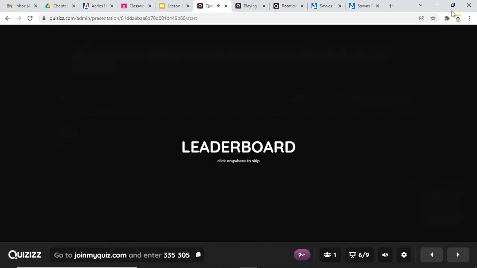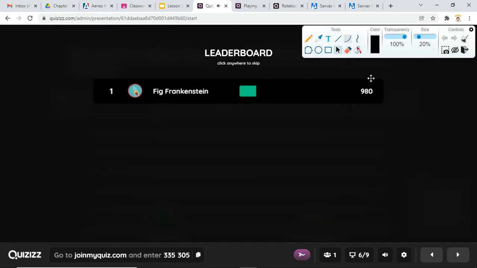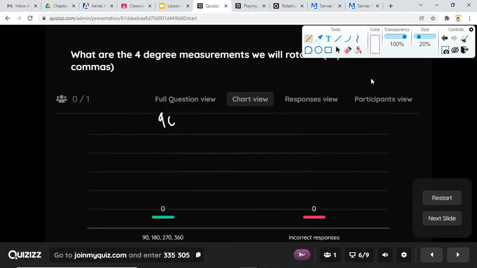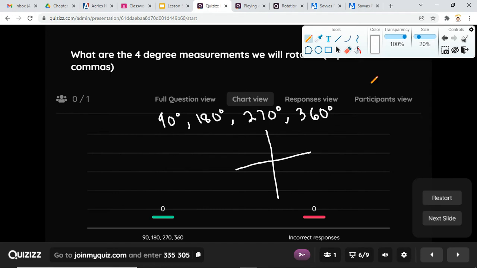Alrighty, what we should have answered on this one are the points 90 degrees, 180 degrees, 270 degrees, and 360 degrees. Those are going to be our 4 angles of rotation here. If you want to think about it on an X and Y graph here, basically, this would be 90 degrees, this would be 180 degrees, this would be 270 degrees, and then this would be 360 degrees.